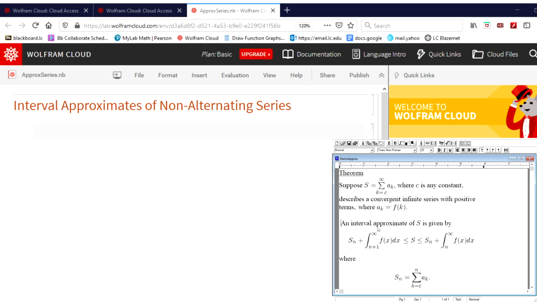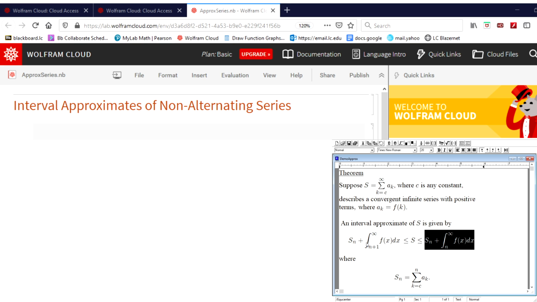And what we saw in the theorem was that an interval approximate of S, the value of this infinite series, if it's convergent, can be calculated to be between these two outer bounds. This value of S can be calculated to be bigger than S sub n plus this improper integral from n plus 1 to infinity of f of x dx, and that value of S can be calculated to be smaller than this upper bound, S sub n plus the improper integral from n to infinity for f of x dx.